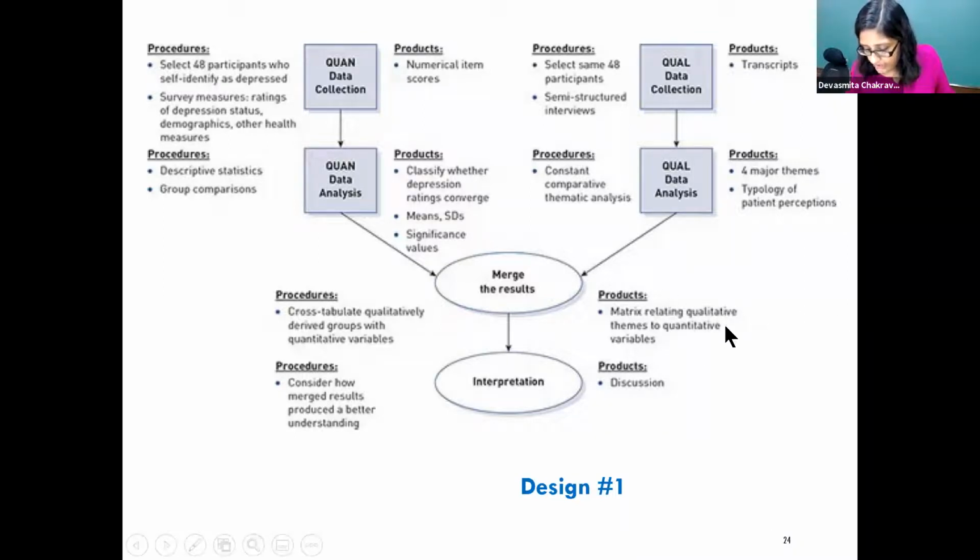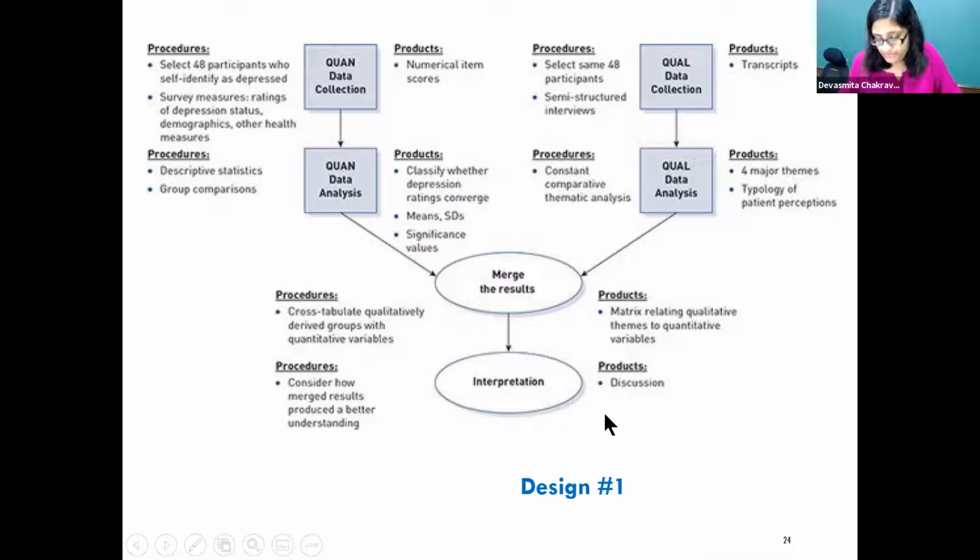And here they created a matrix relating qualitative themes to quantitative variables. I don't remember the study, you can read it, but let's say there were a few variables like depression. So maybe sadness, maybe anxiety, maybe mental health. These are the variables they looked for in the survey. But they got some of the same themes from the interview also. So they again cross-tabulated it and they made it fit. And then they interpreted the result.